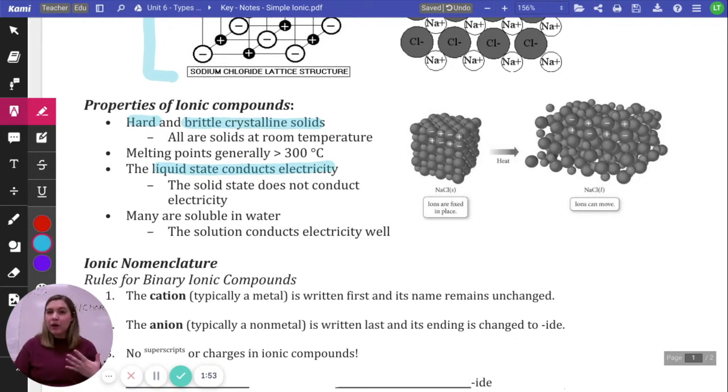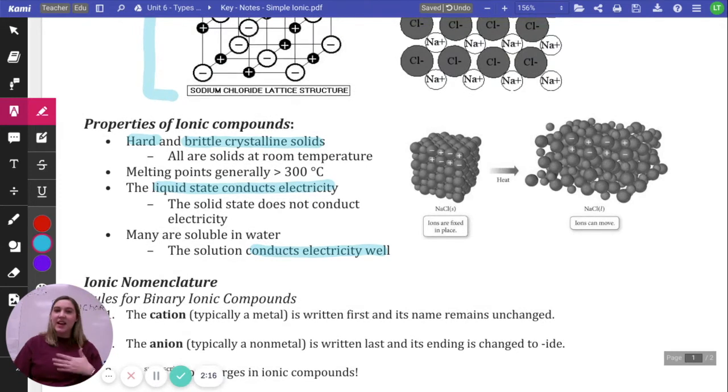Many are soluble in water. We do have some exceptions that aren't soluble, which we'll talk about next semester with our solubility rules. And when they do dissolve in water, they conduct electricity. So they don't conduct in solid, conduct in liquid, and conduct when dissolved. All right, so there you go. That is the basics of properties of ionic compounds.